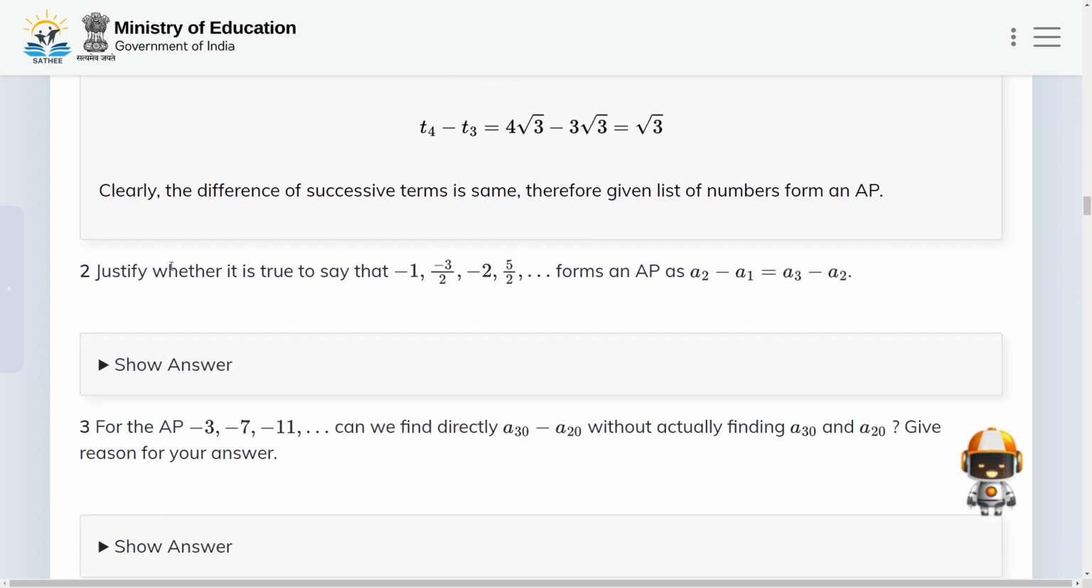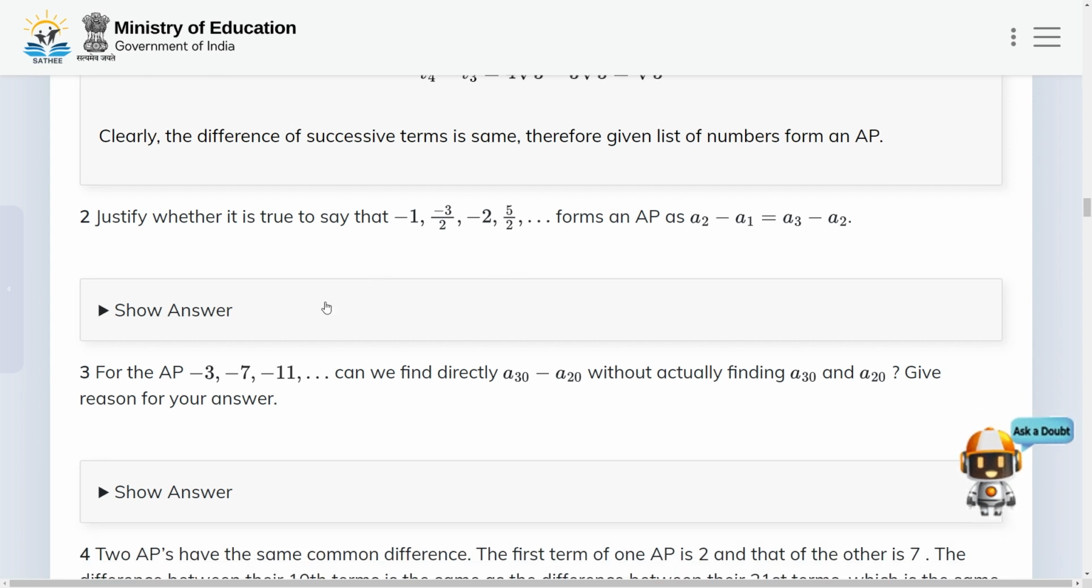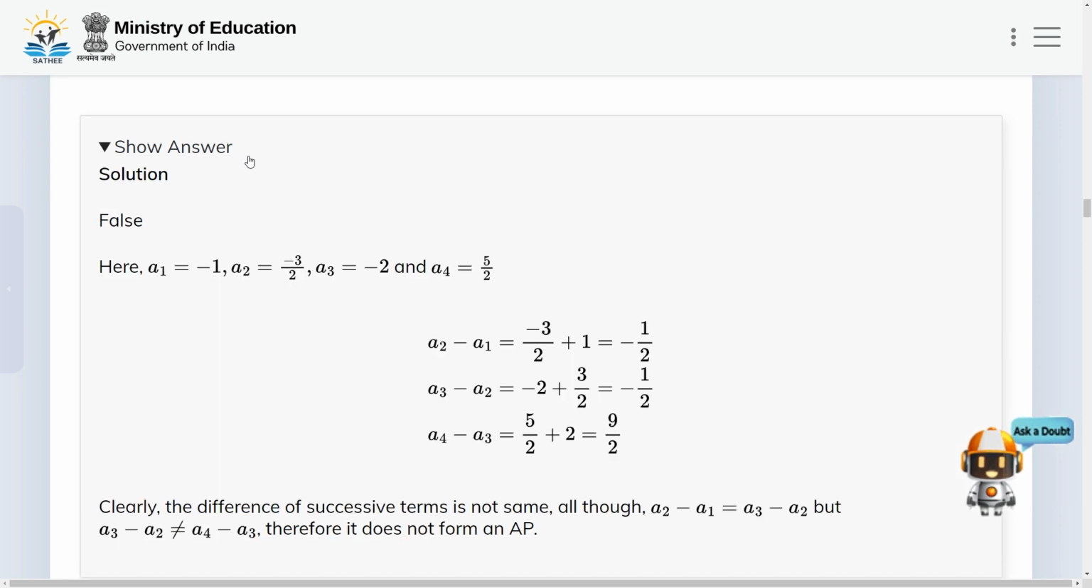In the next question, which is question number 2, we have to justify whether it is true or false to say that minus 1, minus 3 by 2, minus 2, 5 by 2, and so on forms an AP, as a2 minus a1 is equal to a3 minus a2. So we have to justify whether this list of numbers forms an AP or not. Let us see how to justify it.